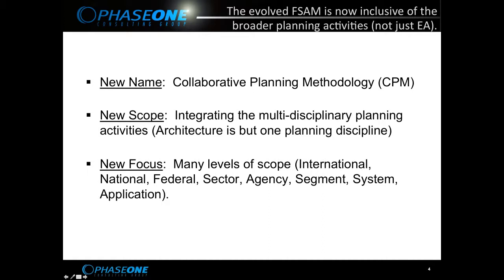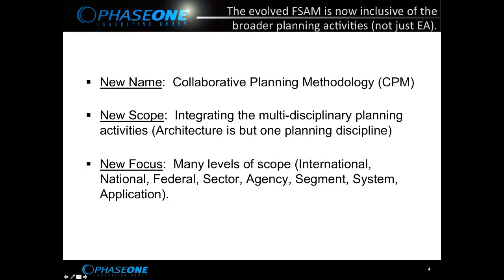The word segment in FSAM really deviated from the layer of scope perspective that OMB was bringing to the table. The segment concept was one that was too narrow. We had to be able to operate at an international layer of scope down into application layers of scope. And so we couldn't really stick with the word segment.